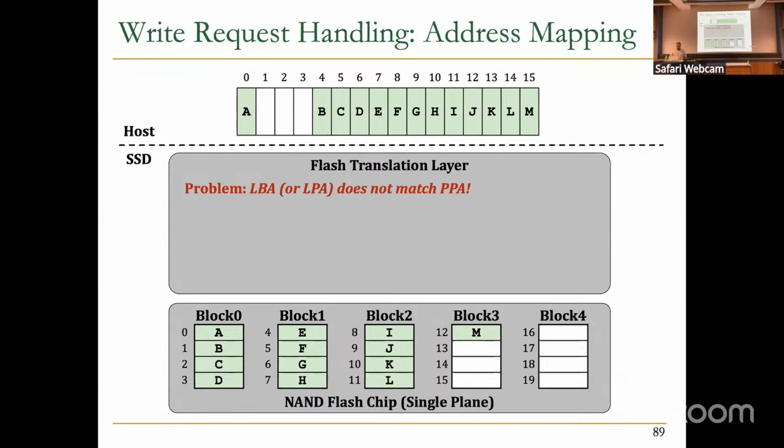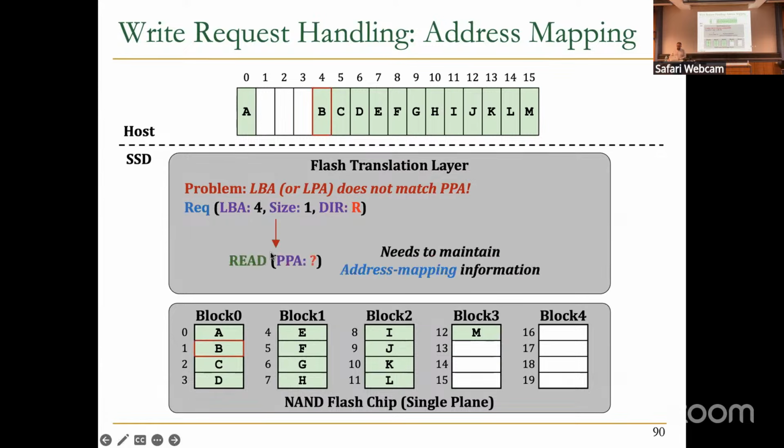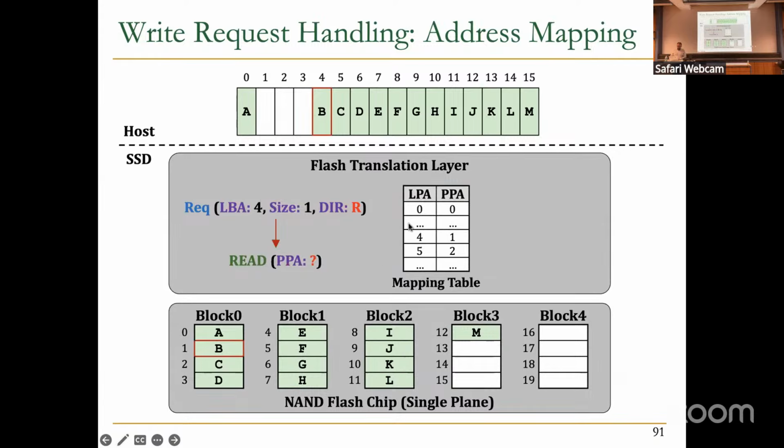So now the problem is that the logical block address does not match the physical page address. When we receive a read later on from logical block address 4, we want to send the read, but we don't know from where. That's why we have this mapping table, logical page address to physical page address. By querying this mapping table, we know that it's going to be physical page address 1. So we send a read to that, and we get the data.